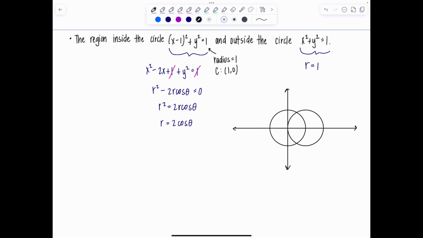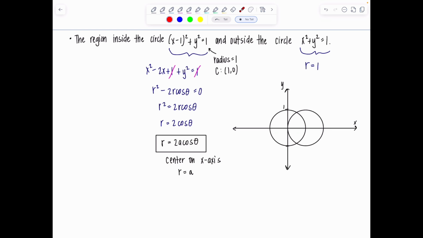Beautiful. Okay. Now here's the shortcut. When you have a circle, r equals 2a cosine theta, like this, that means it's centered on the x-axis, and the radius is a. Cosine theta tells you it's centered on the x-axis. If it's sine theta, then the center is on, you betcha, the y-axis, and the radius is a again. So this constant is always the diameter, or double the radius.